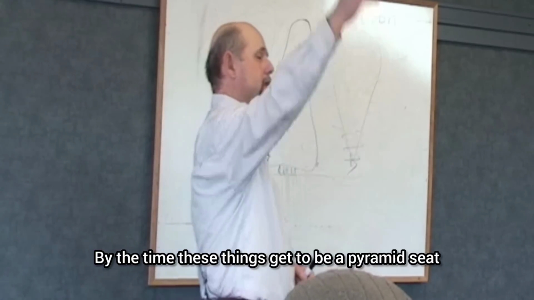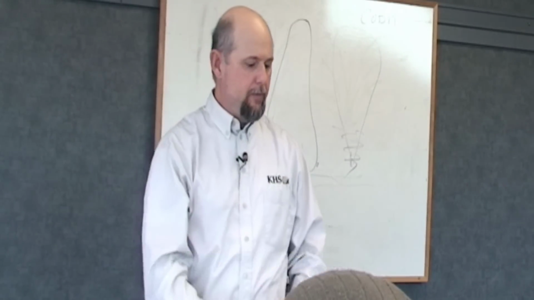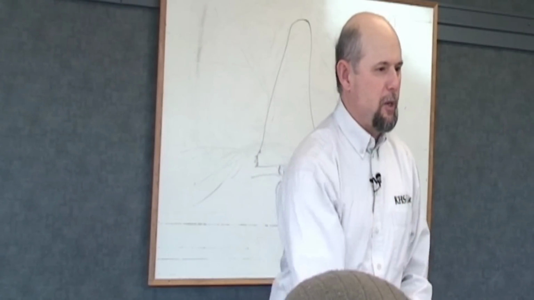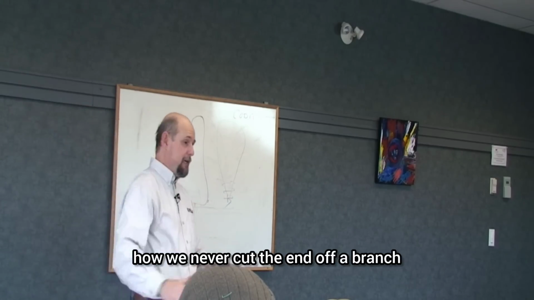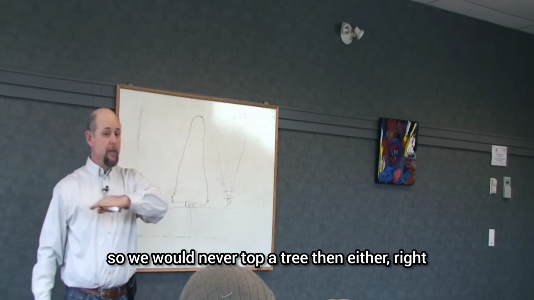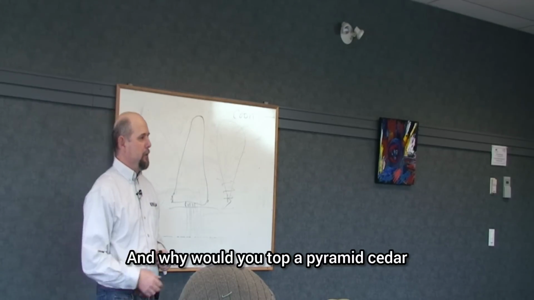And by the time these things get to be a pyramid cedar or something that has to be 20 feet high, we're starting to look at it as if it's a tree. So we have to start pruning it like a tree. You have to get in and carefully prune it. Just talked about how we never cut the end off a branch, so we would never top a tree either, right? And why would you top a pyramid cedar?